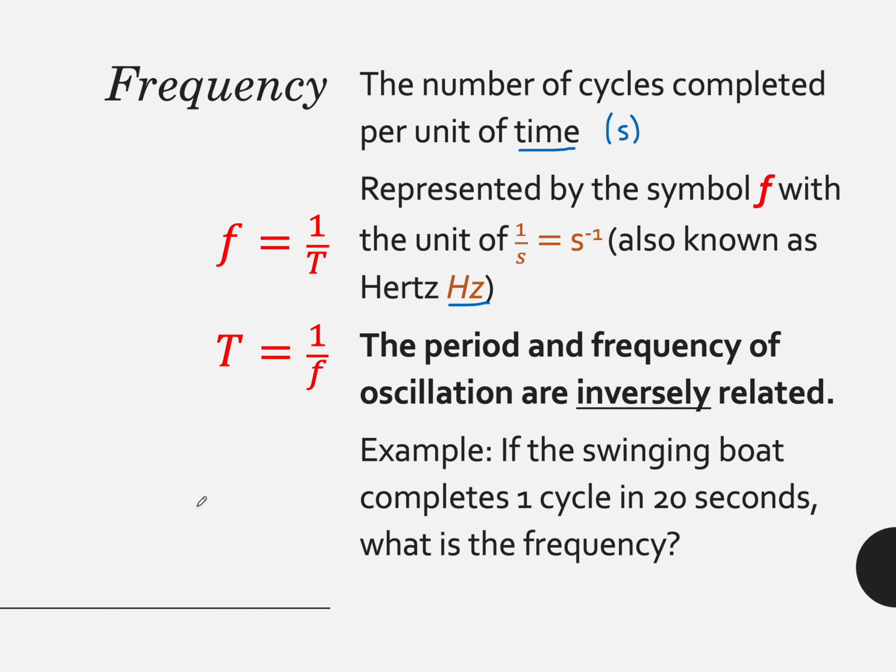So take a quick look at this one. If the swinging boat on the previous problem completed one oscillation, one complete back and forth, every 20 seconds, what would be its frequency? Well, period would be 20 seconds, and if we do the reciprocal of that, 1 over 20 is 0.05 hertz. So that would be its frequency.